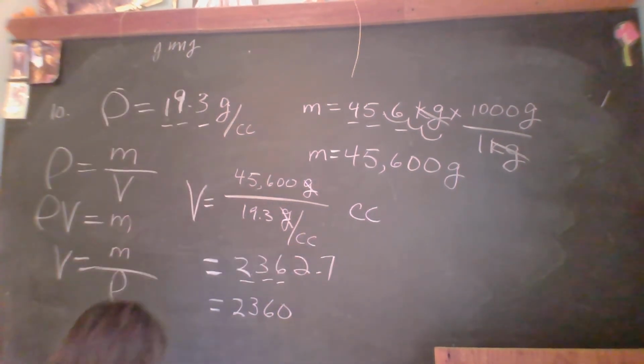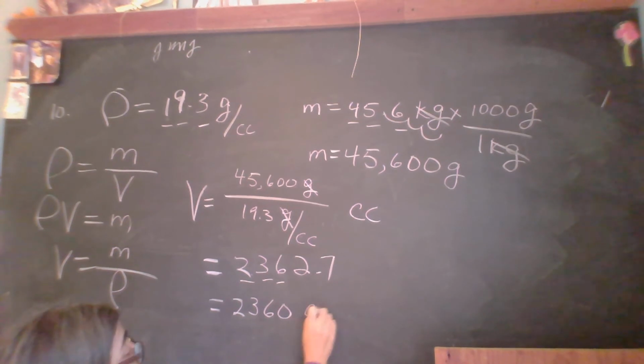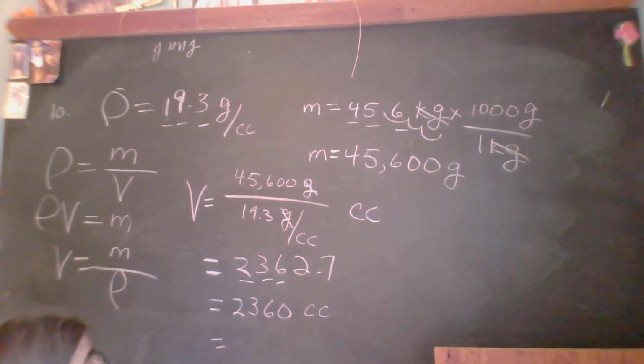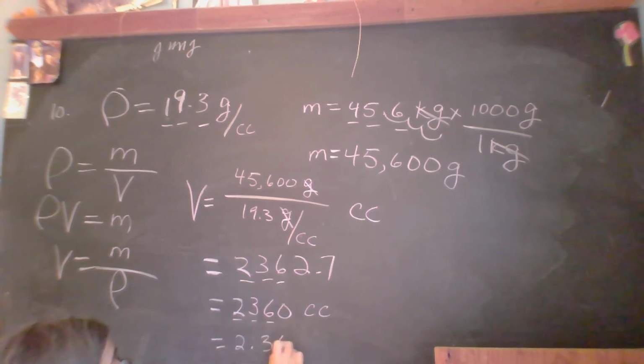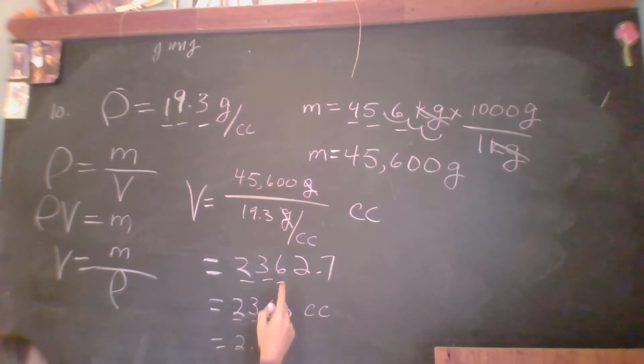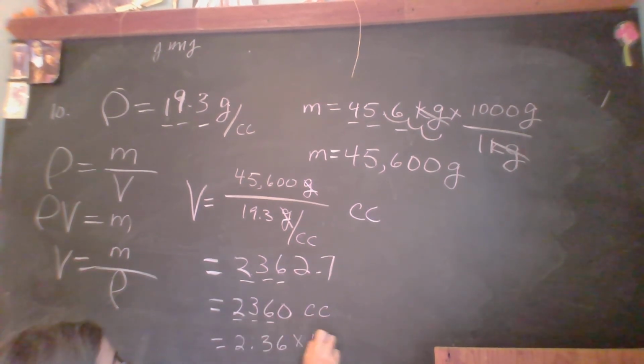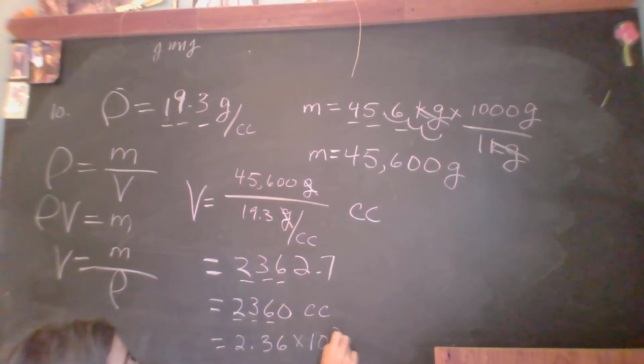Now with scientific notation. Can I call it nerdy notation? I think it has a ring to it. Yeah. Sounds good. Sweet. So in nerdy notation, this would be 2.36 times... No, we don't want that. That's too many. We only want 3 sigs. Yes. Times 10 to the 3rd cc.